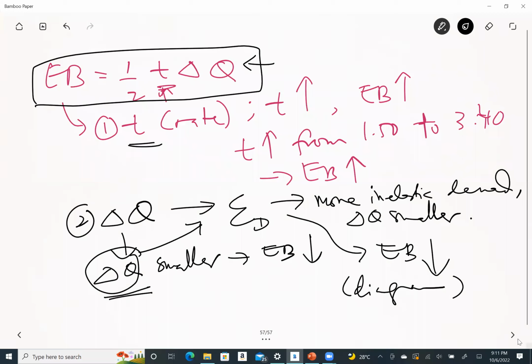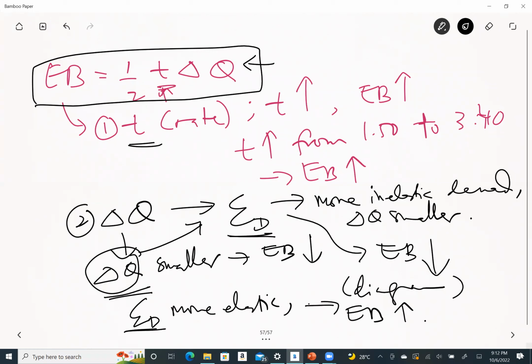Or you put it another way, what about if the demand is more elastic? So when the demand is more elastic, what about delta Q? Delta Q will be higher, all right? Delta Q will be higher, that means what? That means excess burden will be higher. Bigger. So that is the relationship. Elasticity, price elasticity of demand, and how it relates to the excess burden.